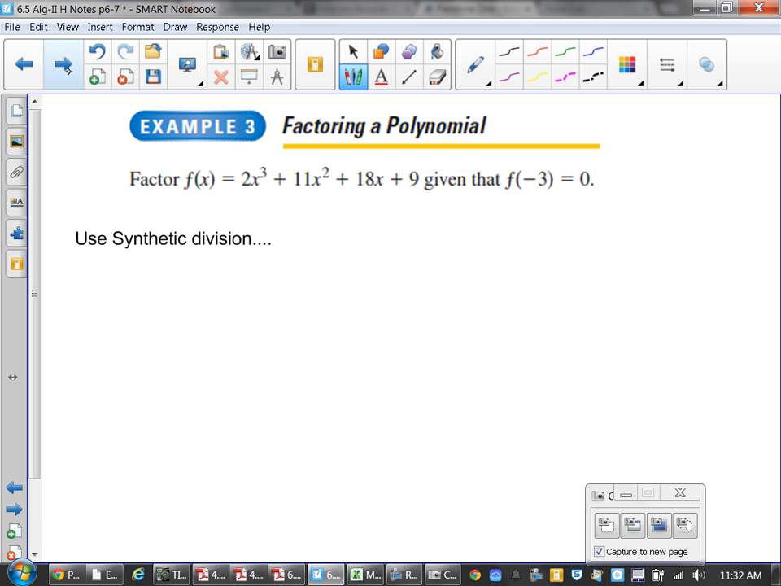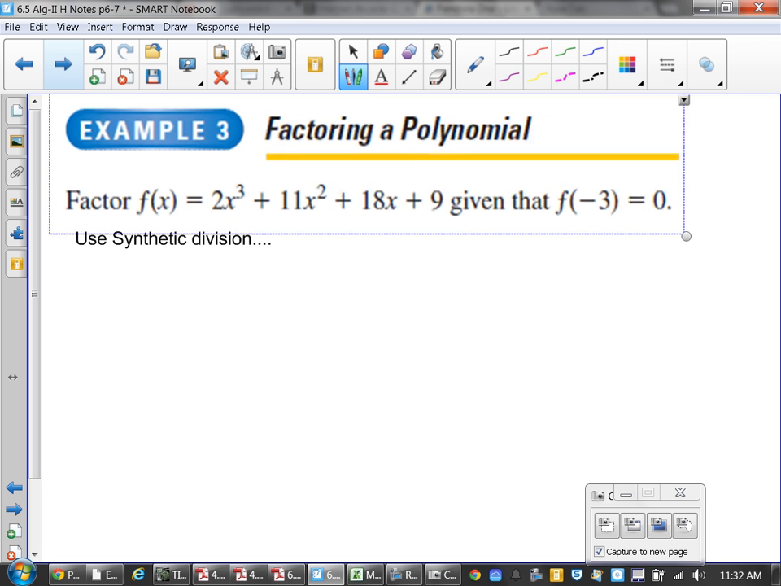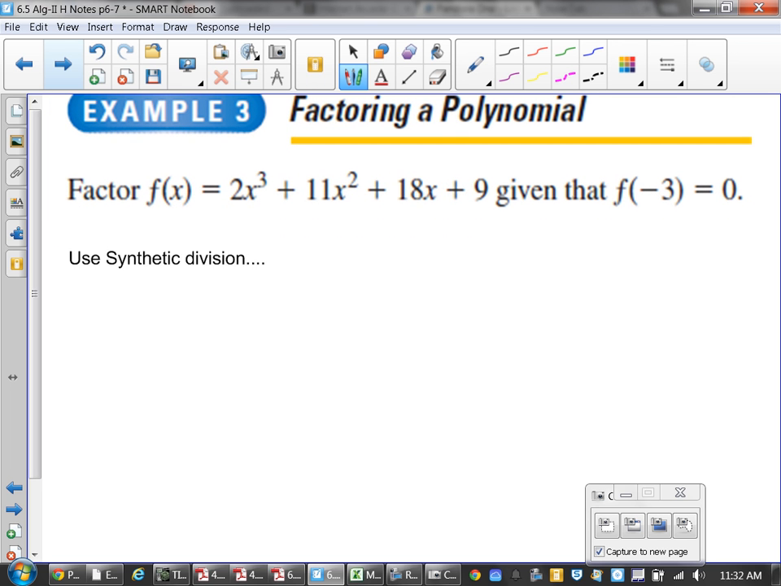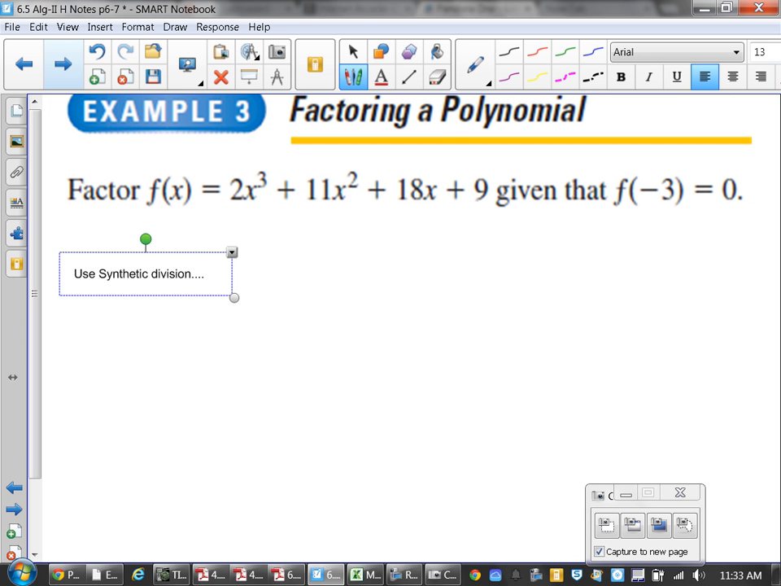Now, what I want you guys to see here is a little bit different now. Now it says factor the polynomial. When it says factor the polynomial, that means you're going to factor it as far as you can go. You're going to use synthetic division to start it, but as you get through the process, you're going to go back to some of the old methods that you had as well.